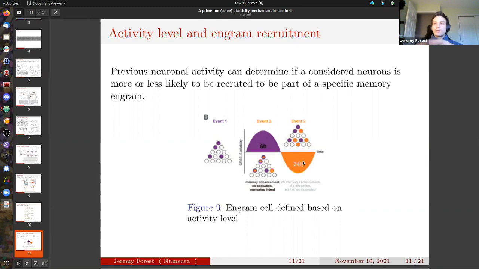So there is... where are these cells? I can't remember if it's hippocampal or amygdala cells. Amygdala. Yeah, okay. Yep. I'm not sure this is true in cortex, so I'm not sure.